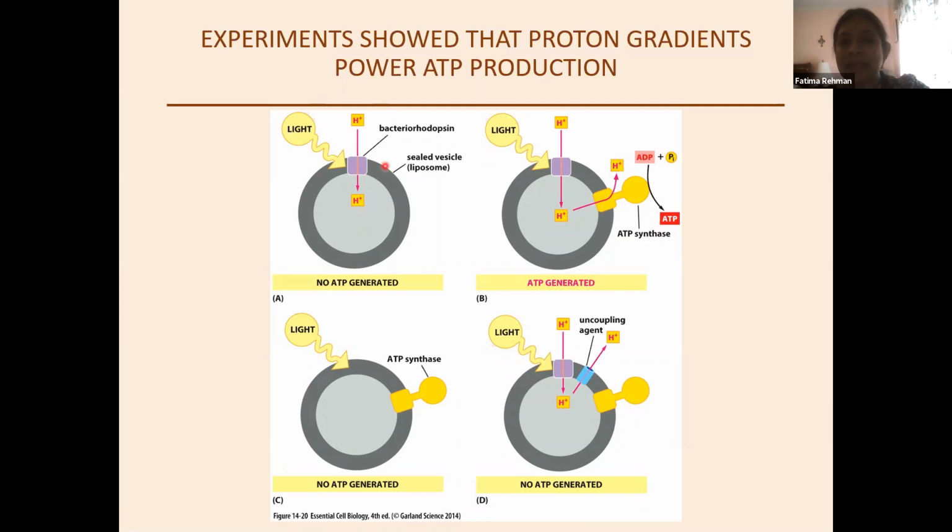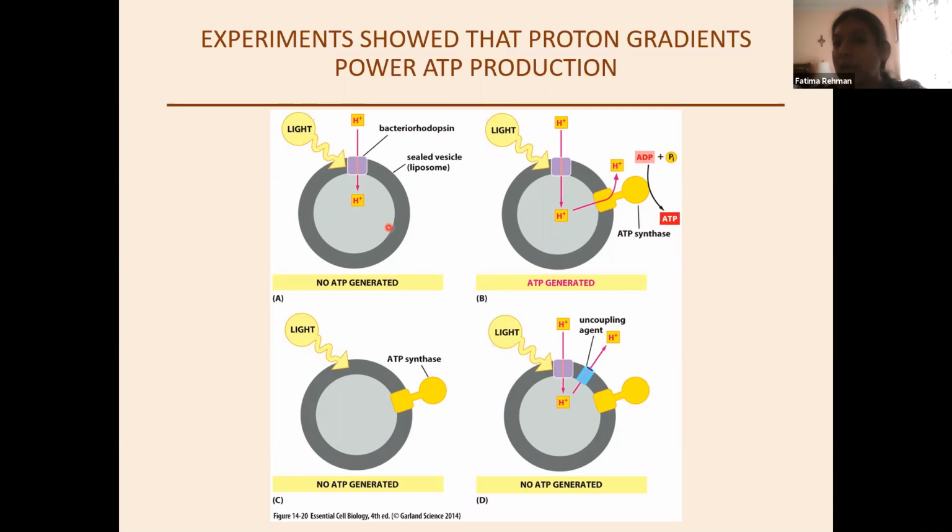In this case, they add the bacteriorhodopsin, which is a proton pump, into the sealed vesicle so that it acts as a proton pump in the membrane. They would orient themselves exactly like they would inside our cells. And then when they are exposed to light, you would see the shuttling of protons from the outside environment into the liposome space.